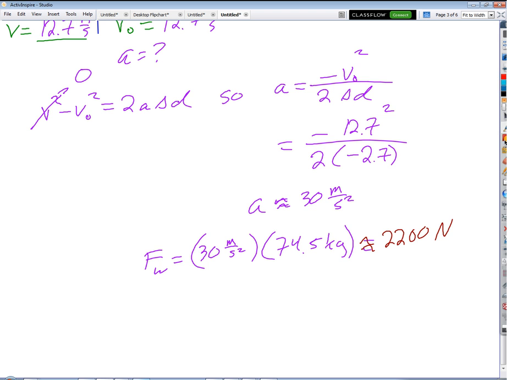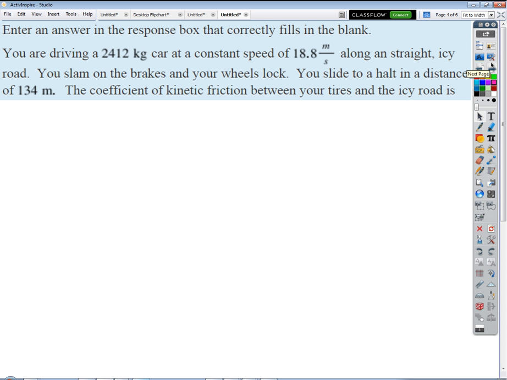Okay, good. All right, so what about this one? Let's do some friction ones. Okay, the friction ones are just a little bit different here. Free body diagram, I'd say, is pretty important on the friction ones. Okay? So we're driving along in our car at a constant speed, slam on the brakes, and slide to a halt. So once we're sliding, what are the forces acting on the car?